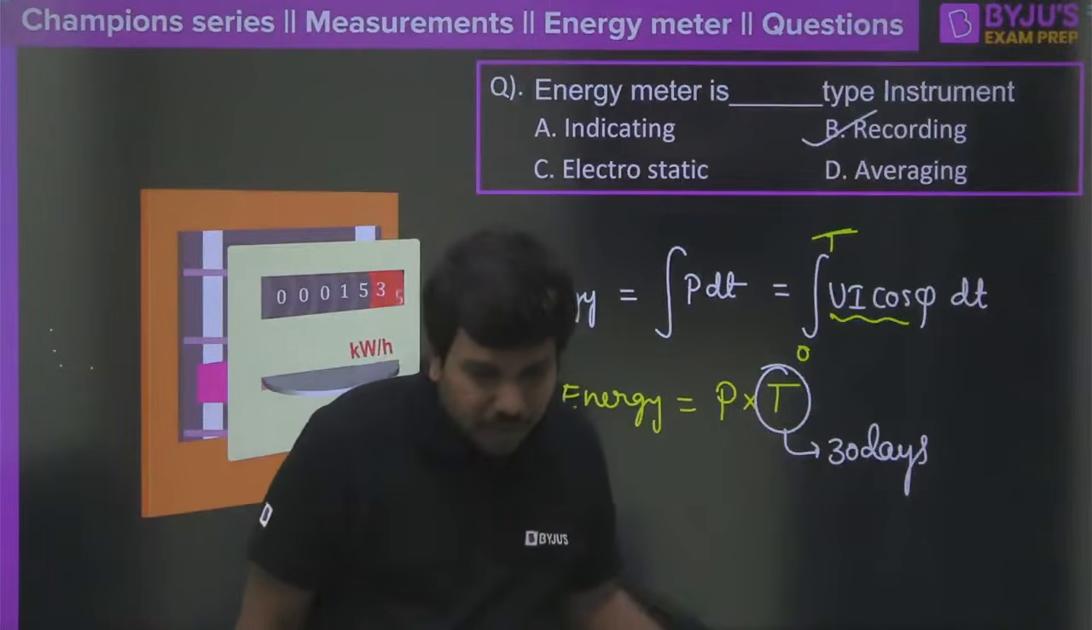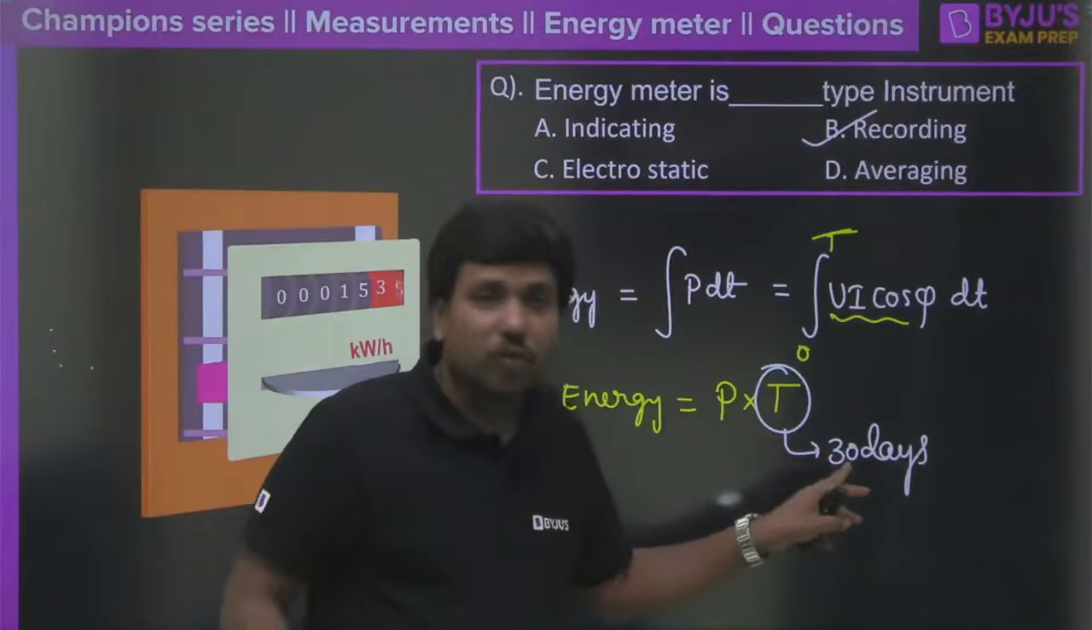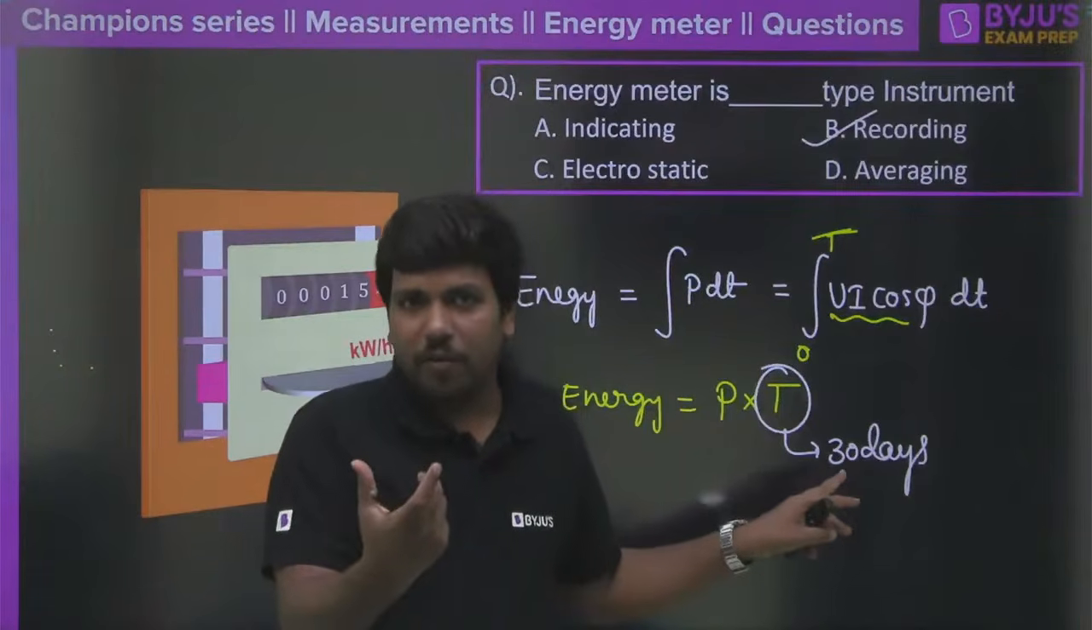Right? Good evening, sir. Yes, good evening, Mystery Mind. So 30 days is the time, a regular interval of time.